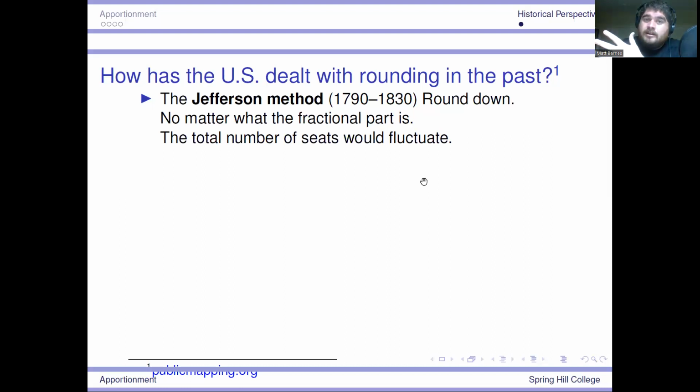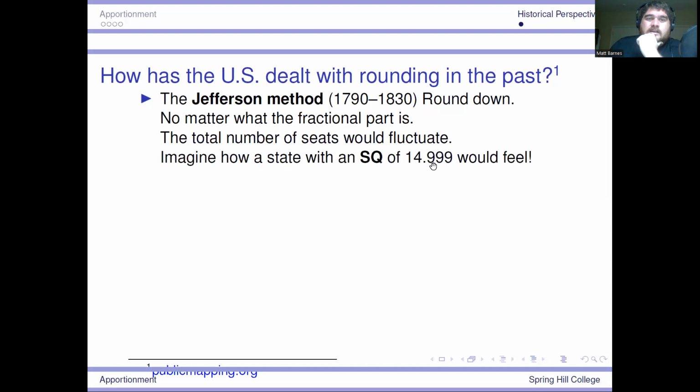Now, when this happened, the total number of seats in the House of Representatives would fluctuate, depending on how that rounding went exactly. So there may be times where there were two more seats, two fewer seats, something like that. On top of this, if you had a standard quota that was really, really close to the next number, imagine how you'd feel if you had to round that down and you essentially lost out on a share of the house that you should have otherwise had.